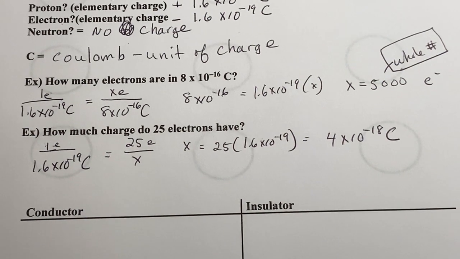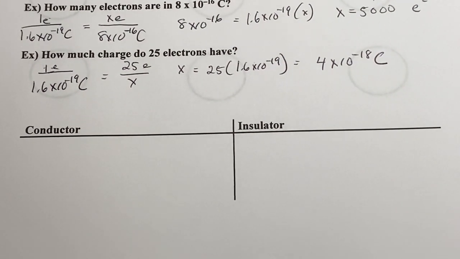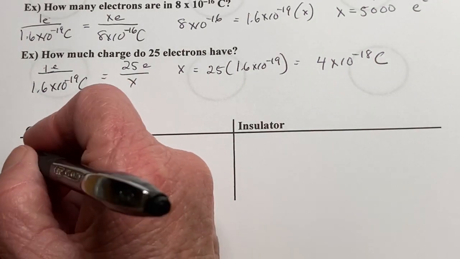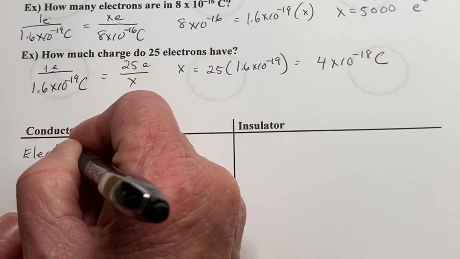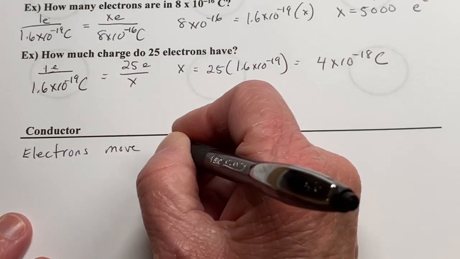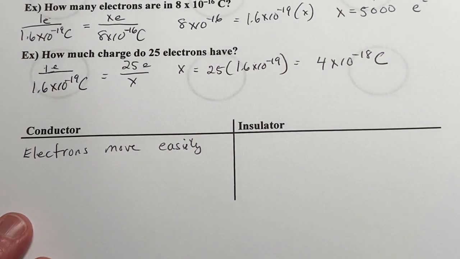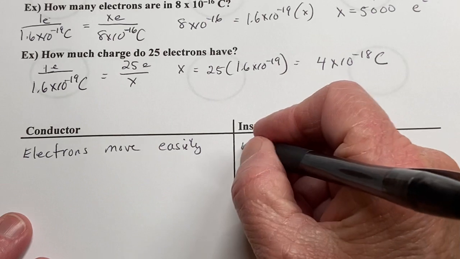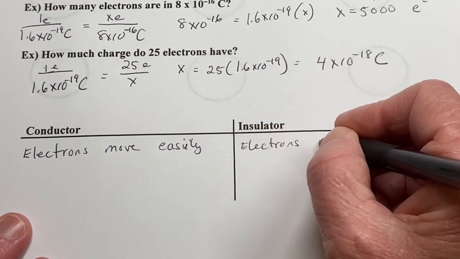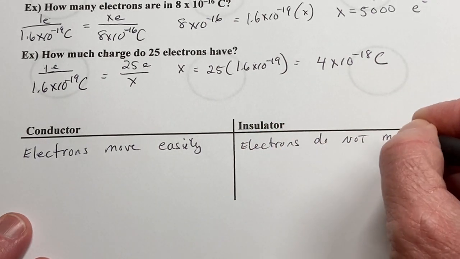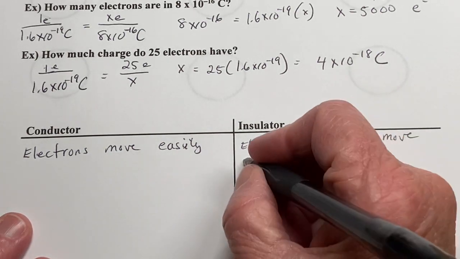So when we talk about charge, certain materials will hold the charge to be static and certain materials will not. A conductor will allow charge to move, okay? So we will say electrons move easily, it's an I, okay? But on an insulator, electrons do not move easily.